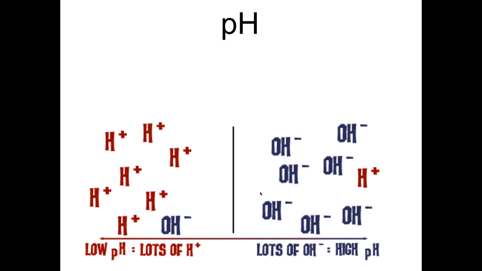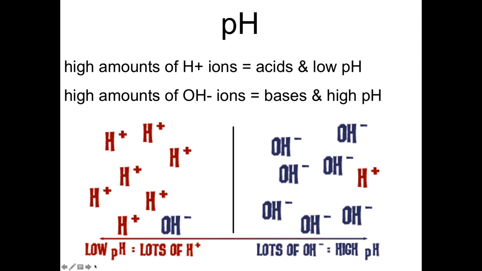And the first thing to recognize is that all a pH number does is it looks at the number of hydrogen ions compared to the number of hydroxide ions. When you have many more hydrogen ions, that's going to have a low pH. It'll be considered an acid. And if you have a lot of hydroxide ions, it's going to be a high pH, and it'll be considered a base. So you can see here, high numbers of H+ ions are acids, and a high amount of OH- are bases.